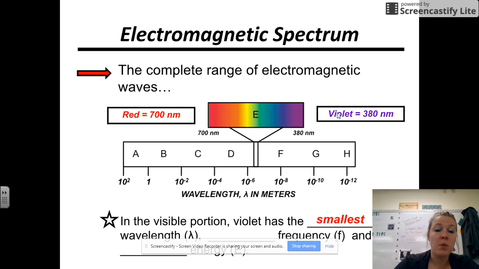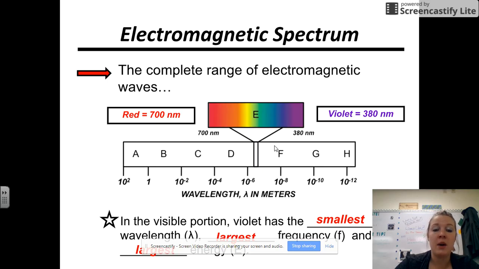Violet has the smallest wavelength, okay? Which means if it has the smallest wavelength, it occurs more frequently. So it has the largest frequency in the visible spectrum, and it has the largest energy. Whereas red is the opposite. 700 nanometers is a lot larger than 380 nanometers, even though nanometers is a small measurement itself.